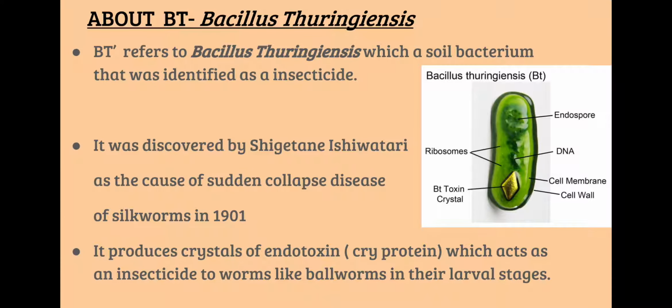The story of BT cotton begins with the discovery of BT, Bacillus thuringiensis. BT refers to Bacillus thuringiensis, which is a soil bacterium that was identified as an insecticide. So it was able to kill certain specific insects. It was discovered by Shigetane Ishibatari as the cause of sudden collapse disease of silkworms in 1901. It produces crystals of endotoxin, Cry protein, which acts as an insecticide to worms like bollworms in their larval stages.